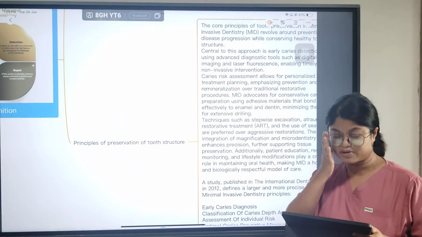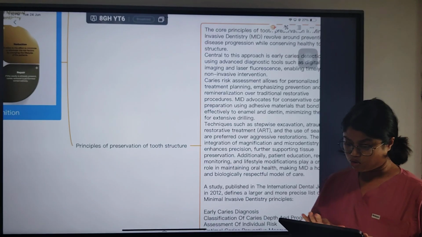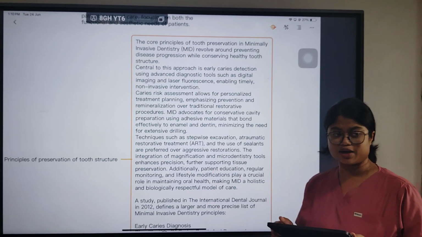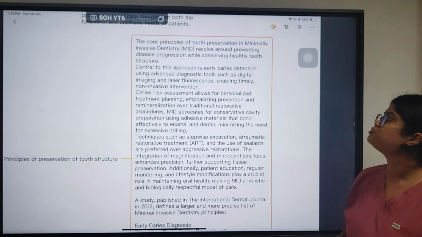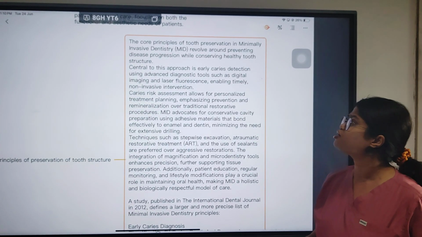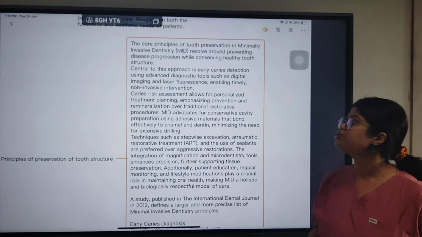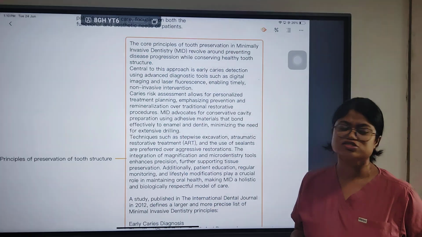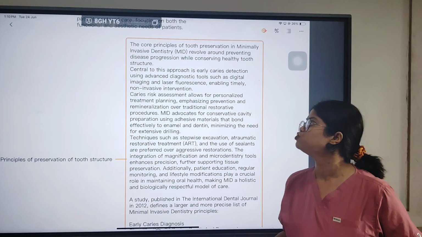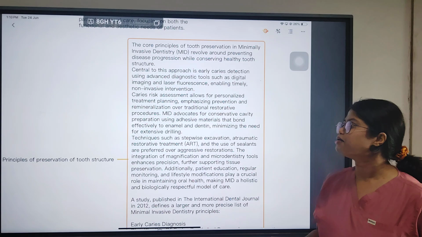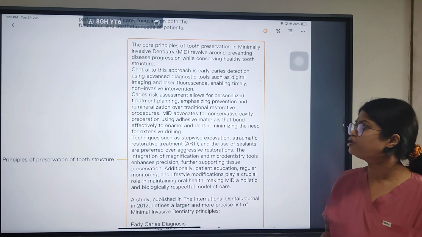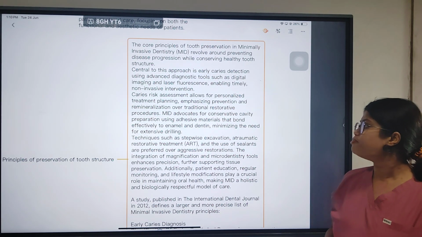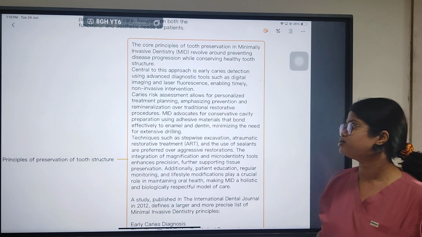So coming to the principles of conservation of tooth structure, what are the core principles of MID? What are the basic steps involved in MID? These are the core principles of preservation in minimally invasive dentistry, around preventing disease progression while conserving the tooth structure. Central to this approach is caries detection using advanced diagnostic tools and techniques such as digital imaging and laser fluorescence, enabling timely and non-invasive intervention. Caries risk assessment also plays an important role for personalized treatment planning, prevention and remineralization over traditional restorative procedures.